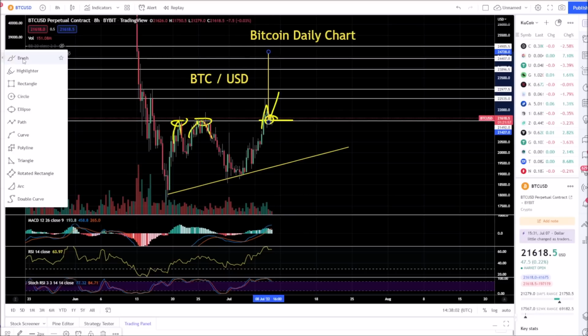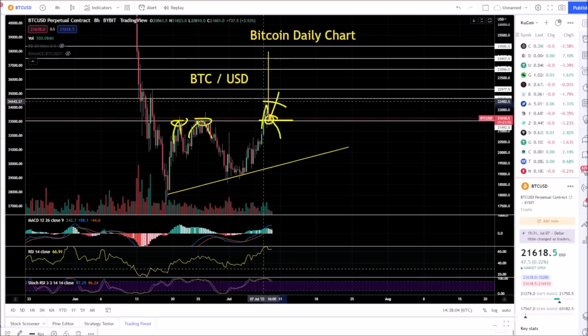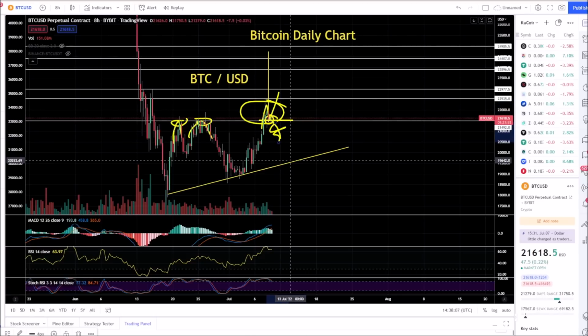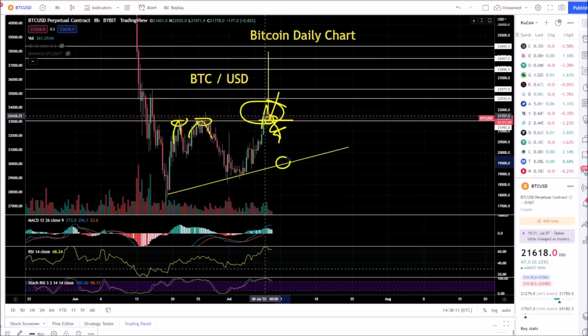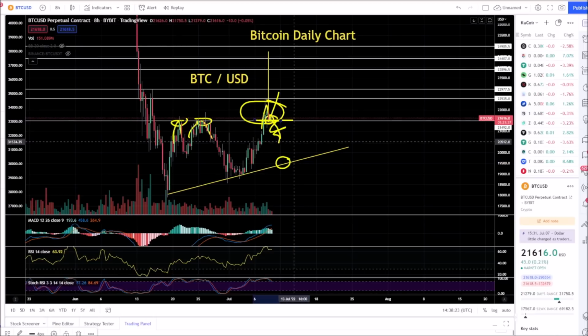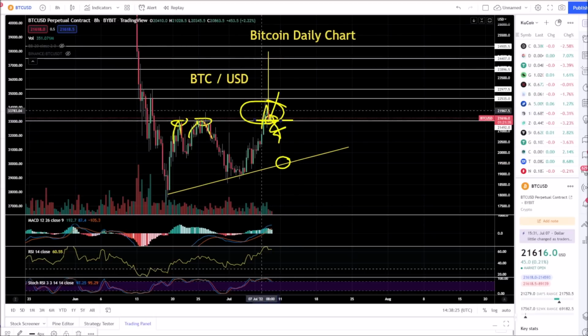If the bulls lose this level, then this would be a bull trap, and then you look for a move down here to this lower trend line at about 19,500. So it's make or break right now for Bitcoin. Very important that the bulls bounce here.